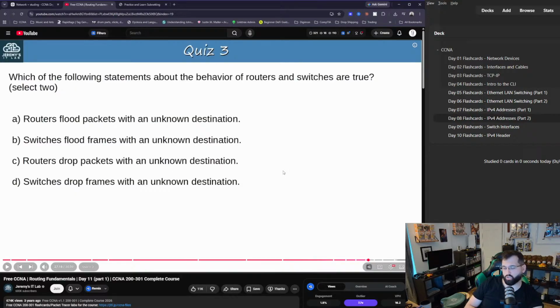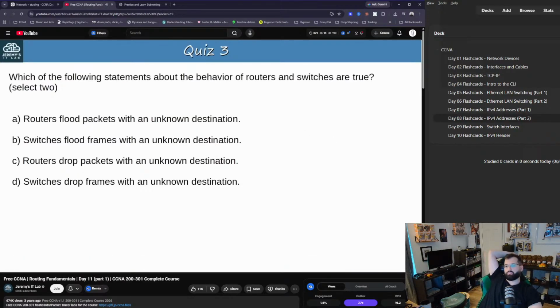So switches do flood, but they don't flood frames. I think the answer is C. Oh, select 2. Then it's A. Okay, the answers are B and C. Yeah. Switches flood frames with an unknown destination. Those are called unknown unicast frames. Routers, on the other hand, never flood packets. Instead of flooding packets with unknown destinations, the router simply drops them.